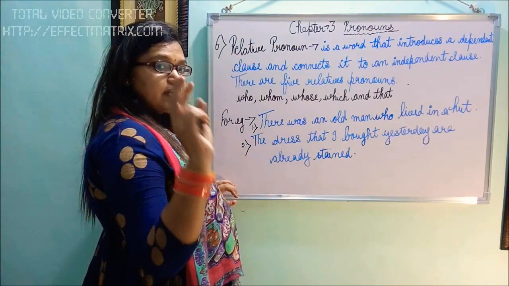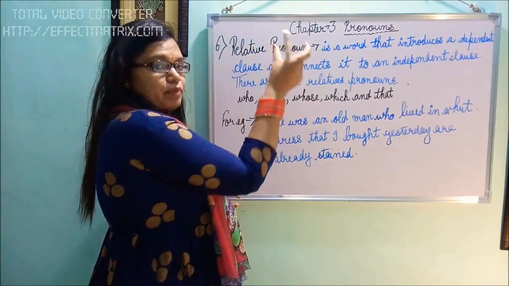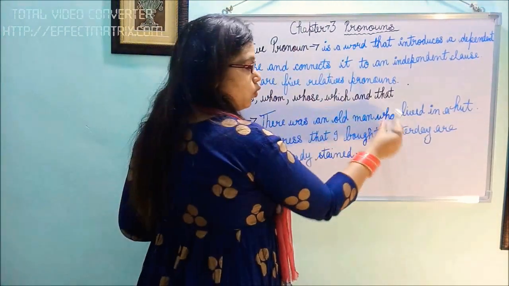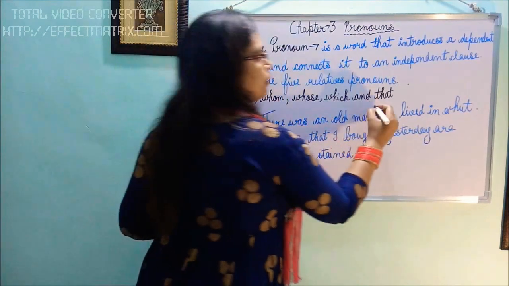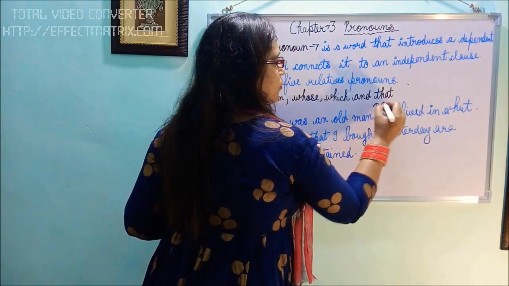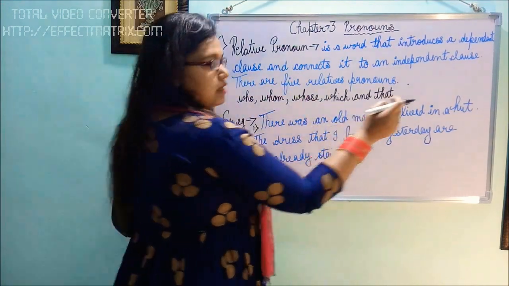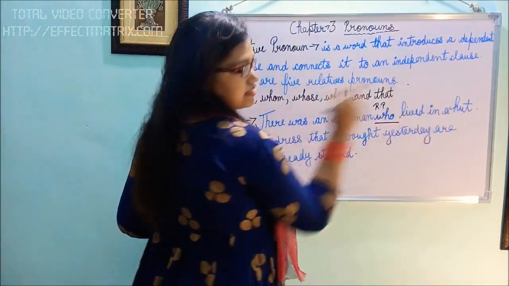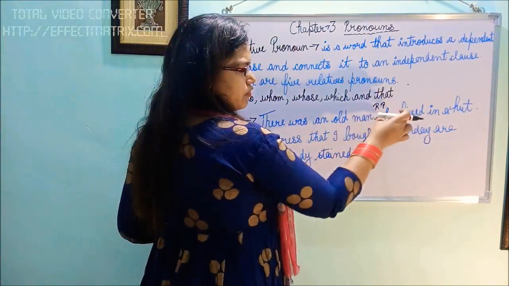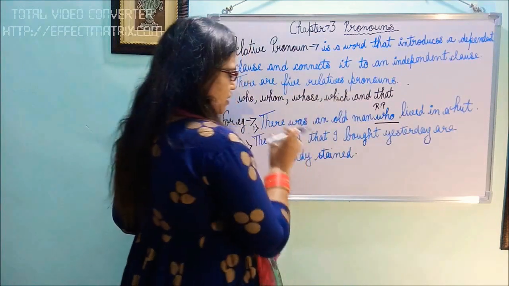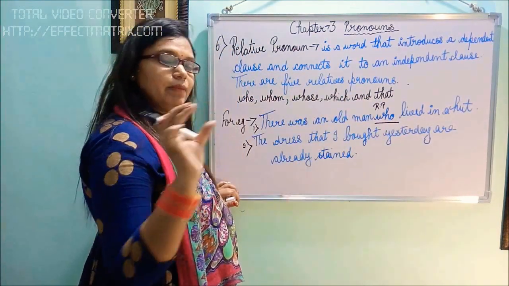Now here students, there are 2 sentences which we have joined with one relative pronoun word, which is called who. Understand? Here who is a relative pronoun. Now, there was an old man is one sentence. Lived in a hut is one sentence. Understand? So, if you remove this word who, there was an old man is giving a complete sentence, a complete sense.